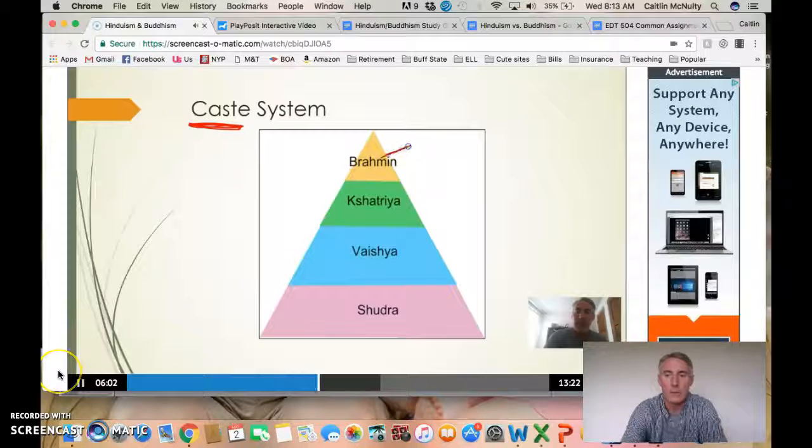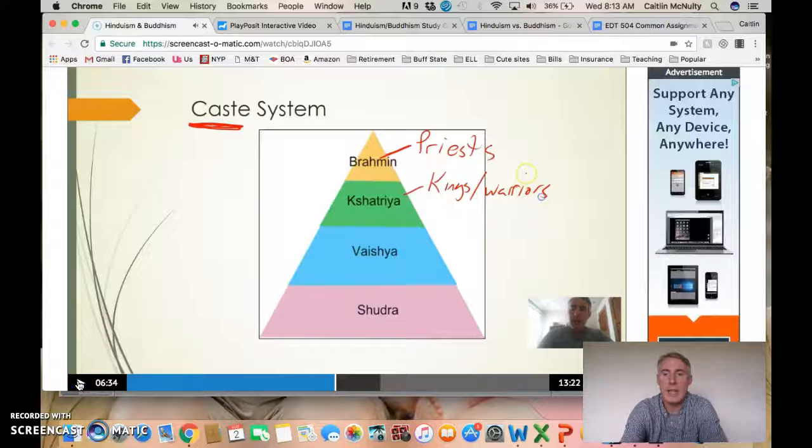The Brahmins at the top here, these are your, my handwriting, priests. Okay, priests were at the top of the caste system, which makes sense, right? If you think about it, the ultimate goal of the caste system and reincarnation is to achieve moksha, and that is a spiritual enlightenment. So priests are the most spiritual, so they get the top billing in it. Next are kshatriyas, and kshatriyas are your kings, also your warriors. So you get the idea.